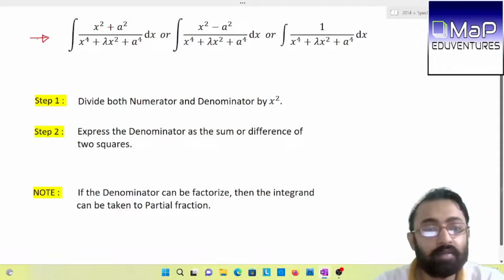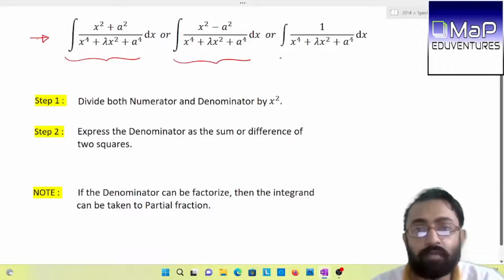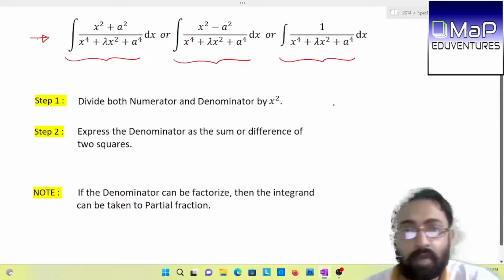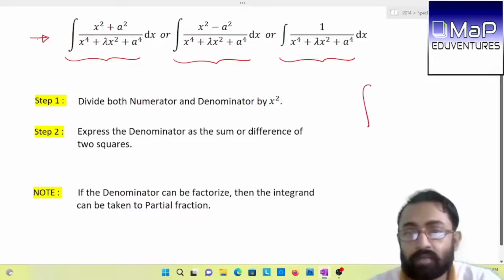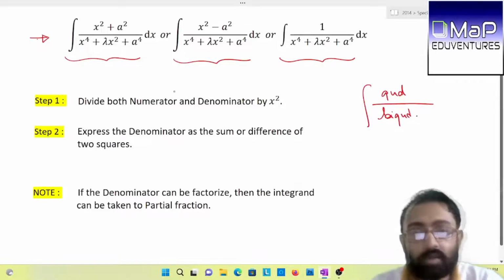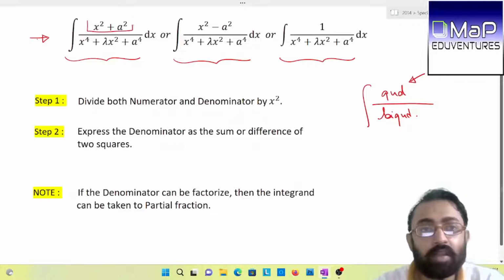As we can see, these three types of integration are our forms. Now, if I may pronounce it, I can pronounce it as integration of quadratic divided by a biquadratic form. Now, there are certain conditions associated with it, such as the quadratic form cannot contain the x term. You won't find the x term in the quadratic form. Okay, you can observe here.